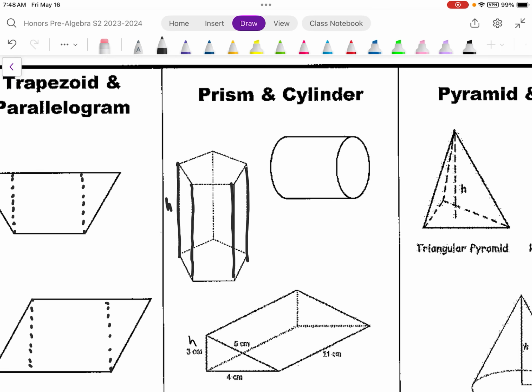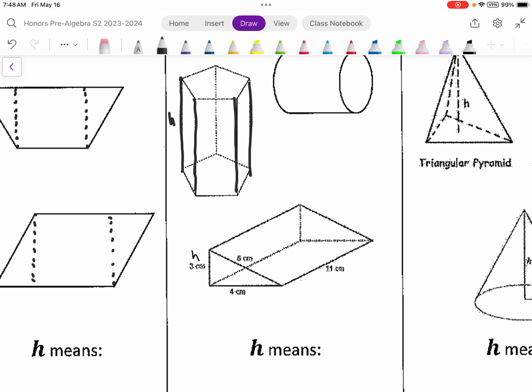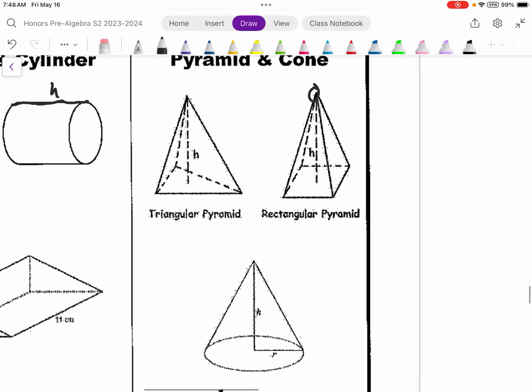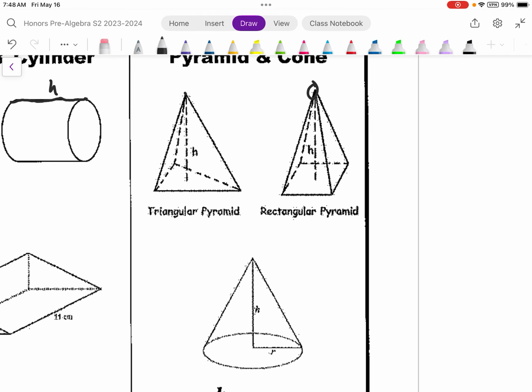The height for a cylinder is the outer edge right here. So this one's laying on its side, but this is still the height. And this right here would be the height for this one as well. Over here, the height's already labeled, but again, it's that vertex straight on down.